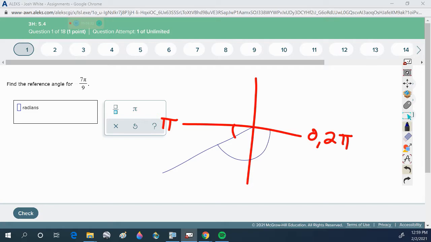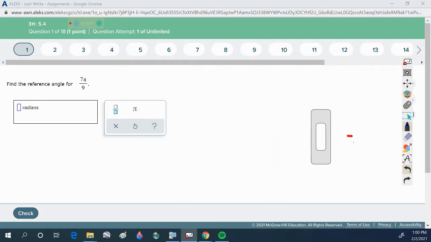What if I had 4 pi over 3? What quadrant does that land in? 3. How come? It's a full pi and a third of a pi. So what would the reference angle be? 1 pi over 3, or just pi thirds. That's one of the nice things about radians, a lot of these you can just figure out in your head. Jensen's taking the lazy route.